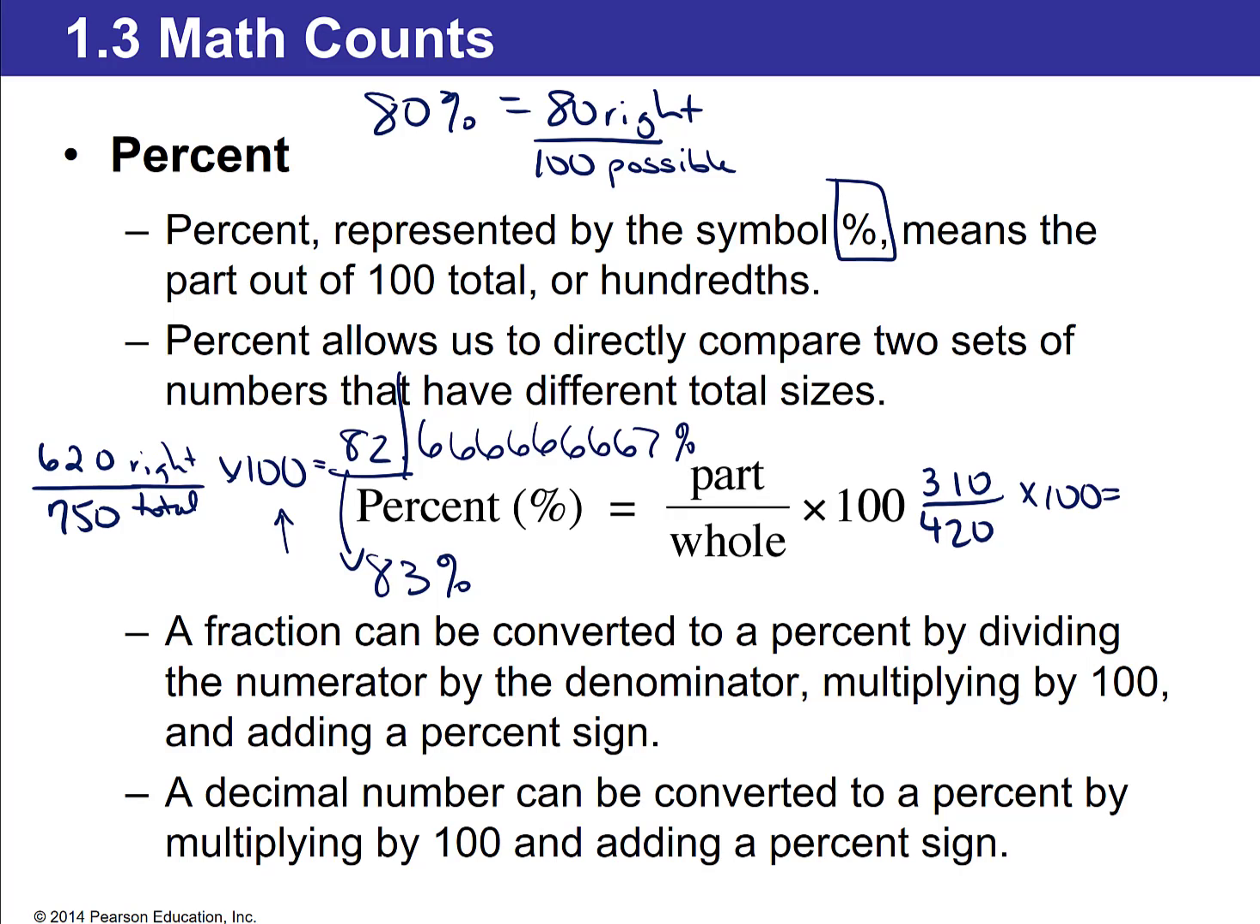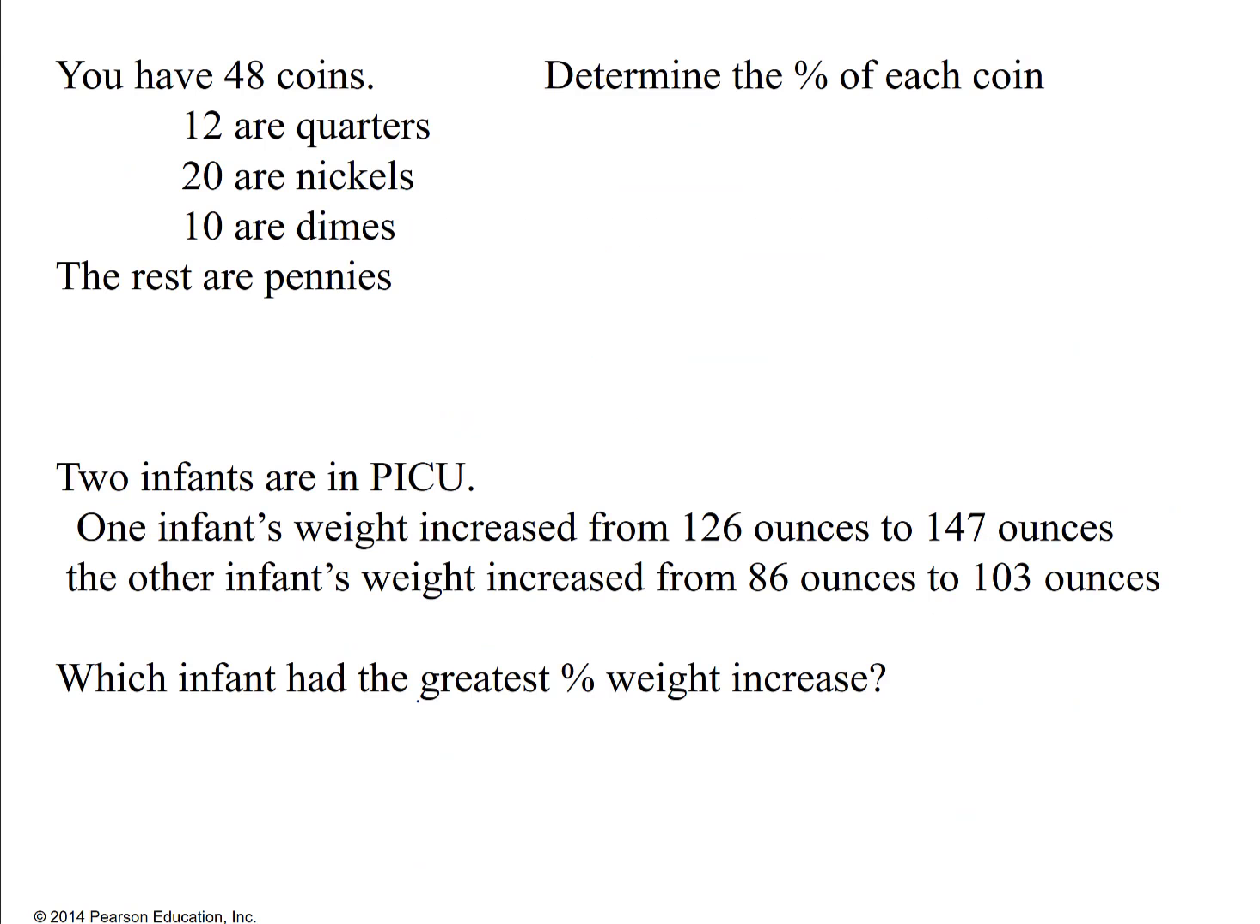So I got in this one, I got 73.8095281%. Can't keep all of those. How many significant figures do I round to? 2. 310, the 3 and the 1 are significant. 420, the 4 and the 2. So I'm going to keep these, and that number becomes a what? A 74. So that 8 is going to round my 73 to a 74%. So whatever the measured value divided by the total possible can allow you to put something in a percent form.